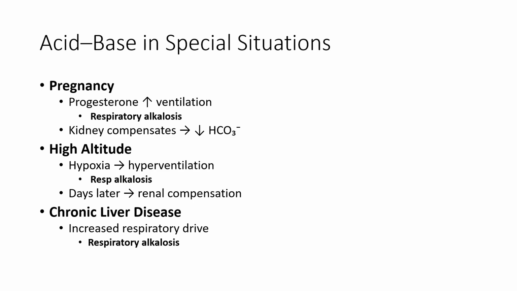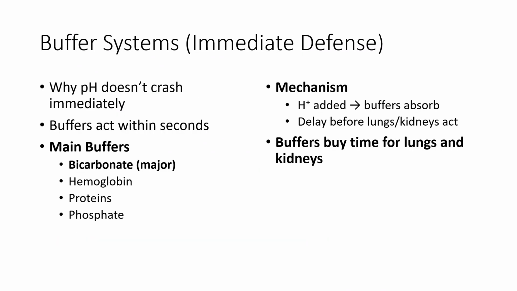Acid-base situations with special conditions: in pregnancy, progesterone stimulates ventilation, leading to CO2 washout, which will lead to respiratory alkalosis, which will be compensated by the kidney by increasing excretion of bicarb. In high altitude, hypoxia stimulates ventilation, leading to CO2 washout, which is later compensated by the kidney. In CLD, again, there is increased respiratory drive.